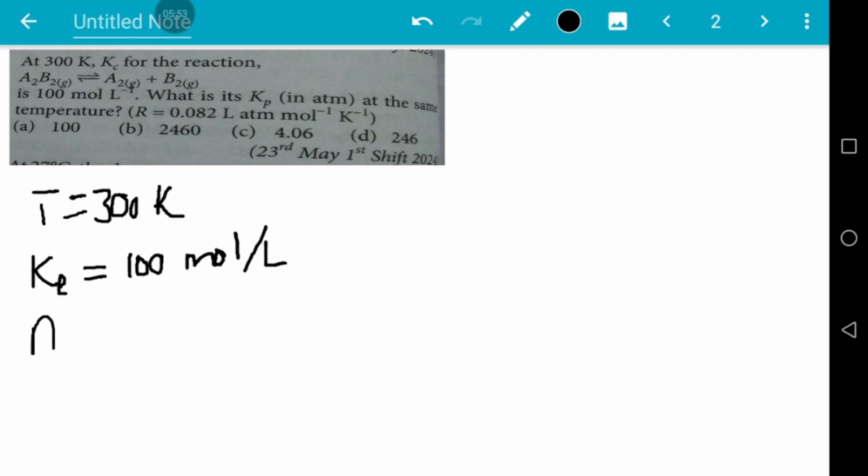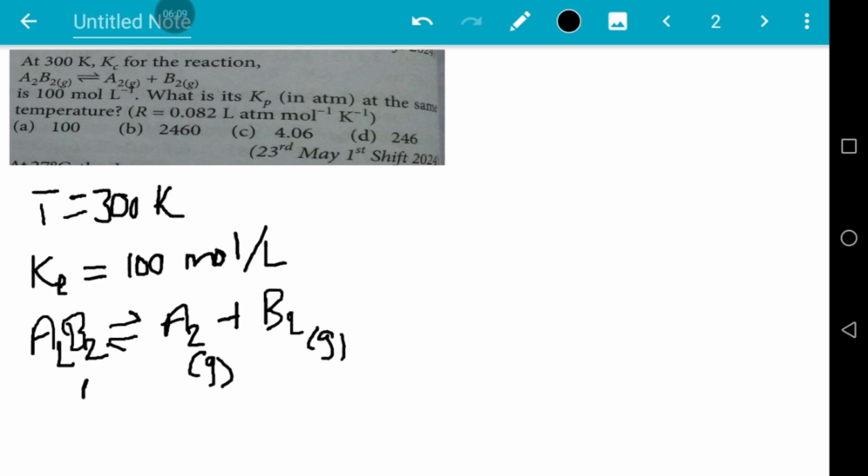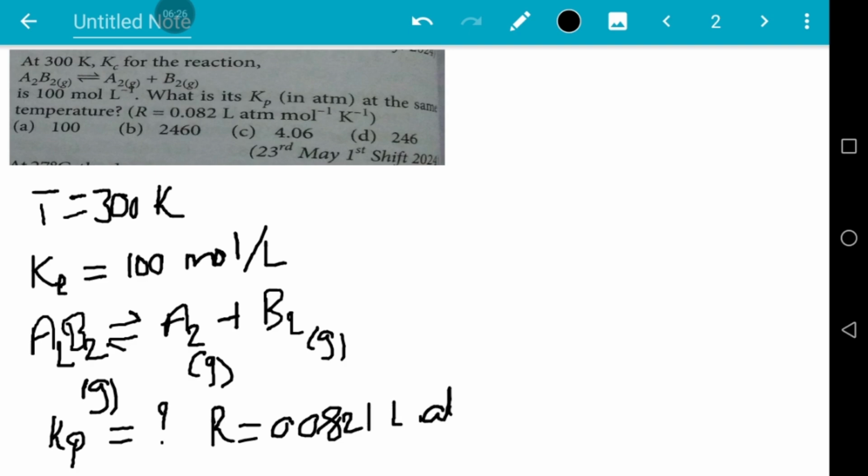The equation given is A2B2 gives rise to A2 plus B2. All are in gaseous state. Now they are asking the Kp value, so keep the question mark. The R value is also given, 0.0821 liter atmosphere per mole Kelvin. So this is the given information.